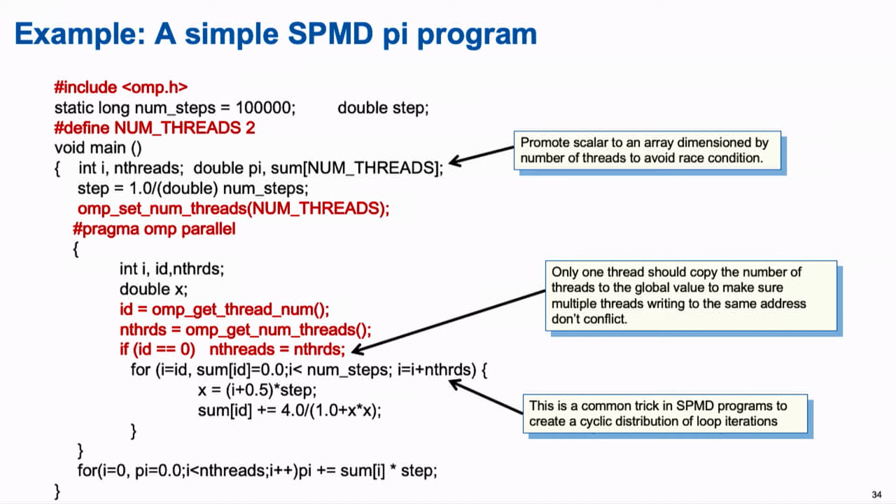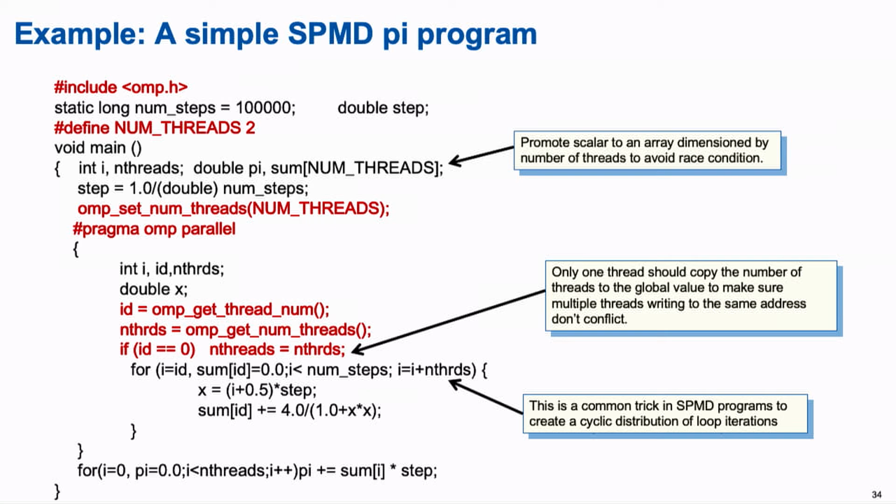Because I come from an MPI background, I used the oldest trick in the book that we knew from message passing back in the 1980s. Yes, I really am that old, 1980s. Okay. So, that is called the cyclic distribution of the loop iterations.